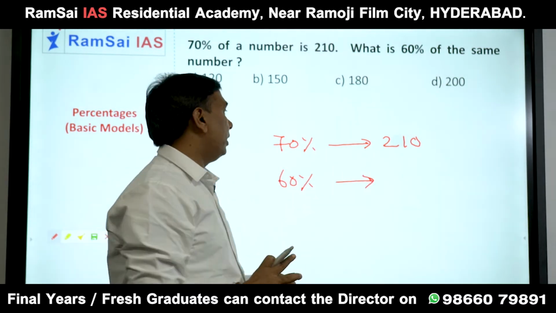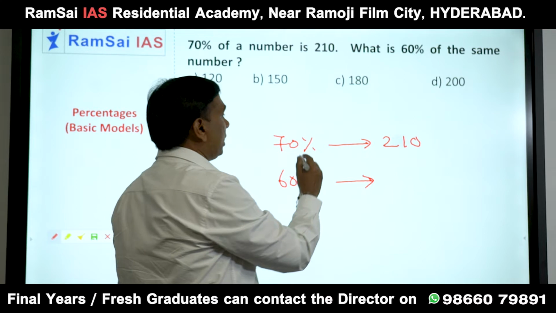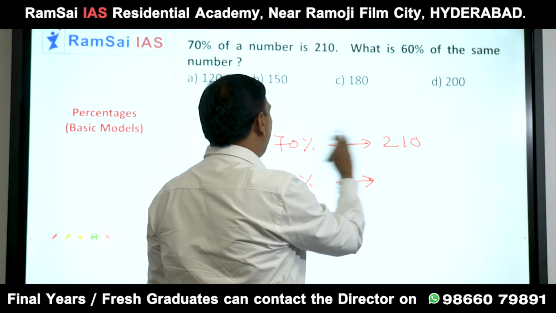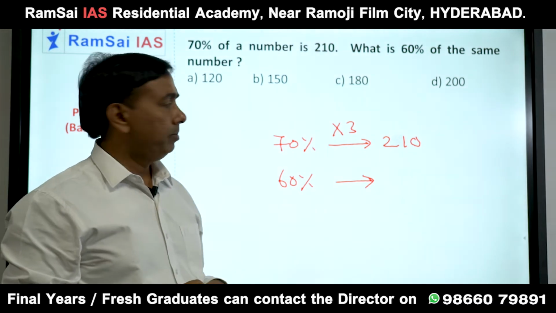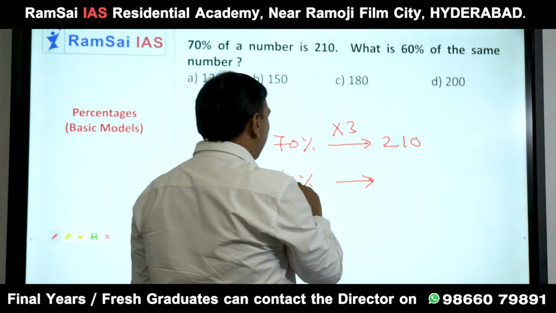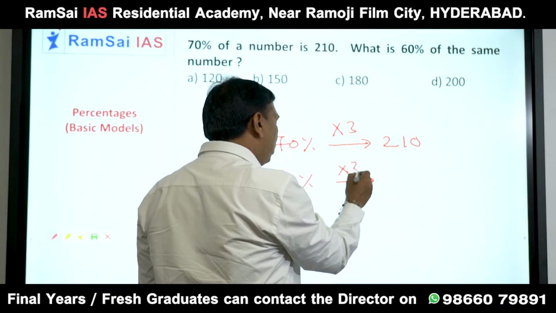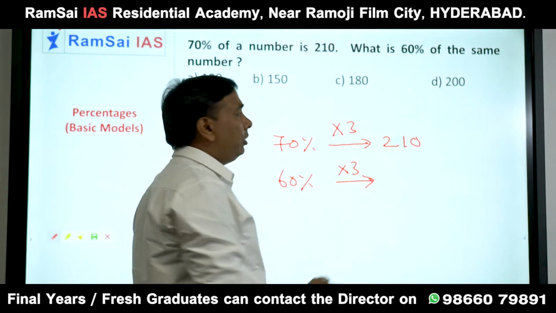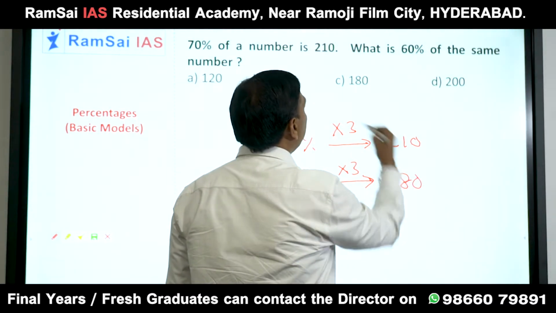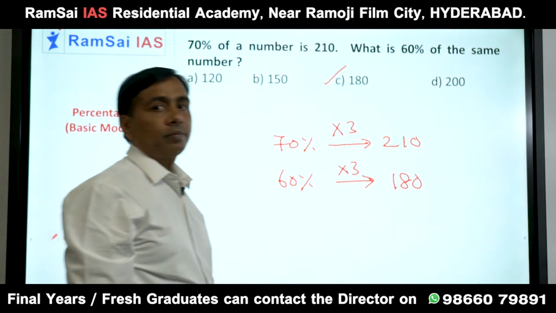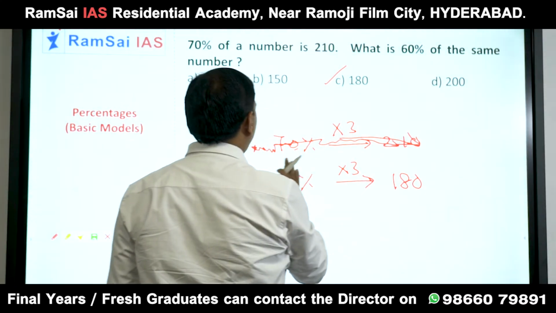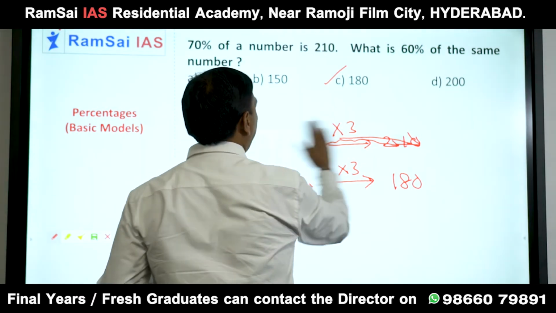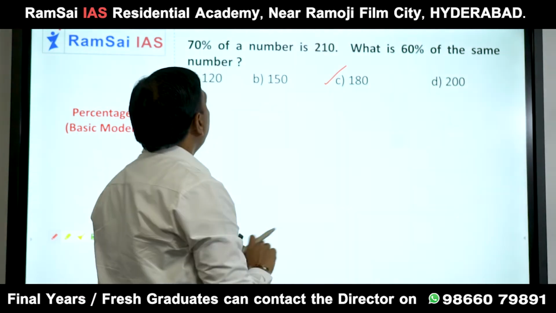70% means 210. 60% means what? How can I get 210 out of 70? When I multiply 70 by 3, I get it. So, in order to get 60% of the number, you need to do the same thing. 60 into 3 is what? 180. That's it. Or otherwise, how can I do this problem?